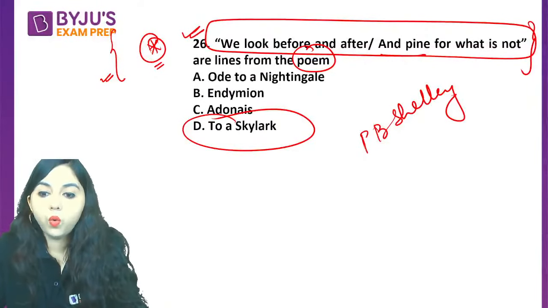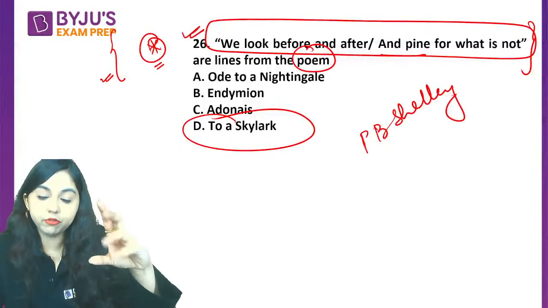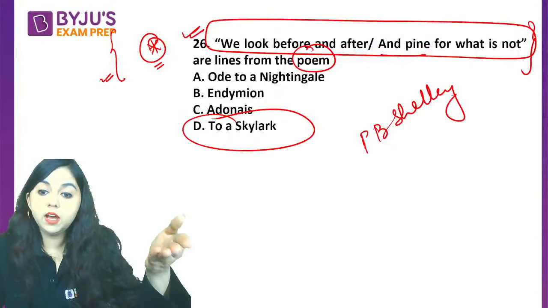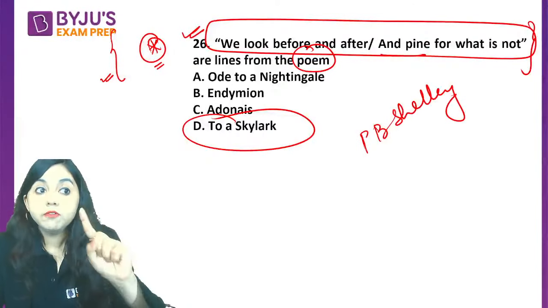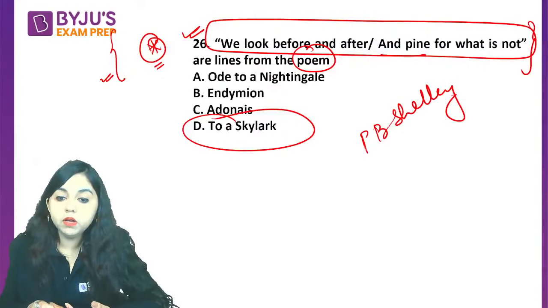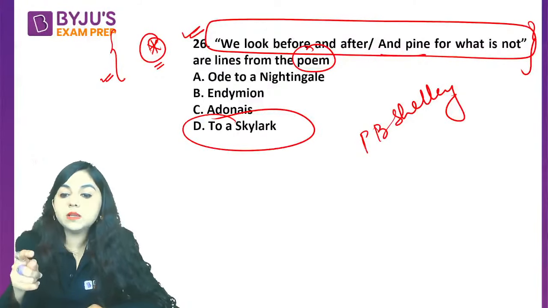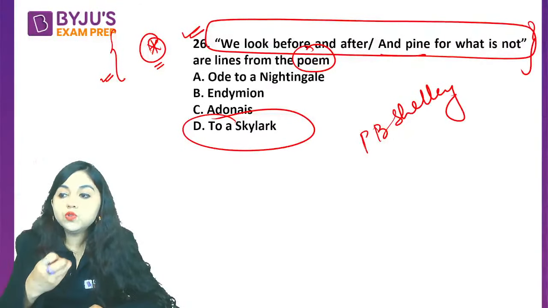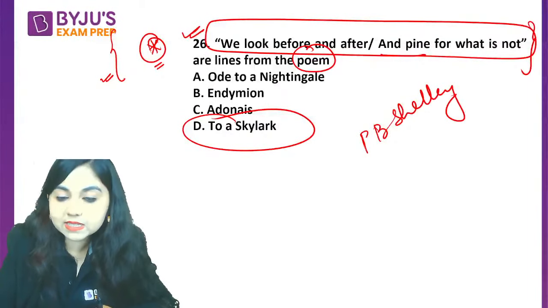Now, To a Skylark is an ode from the poet which was coming from the 1820 collection Prometheus Unbound, the lyrical drama in four acts. This question can also come: To a Skylark is an ode from which collection? From the 1820 collection Prometheus Unbound, which is also an example of closet drama, because very recently we did a question on closet drama. Remember, a lyrical drama in four acts with other poems. In this work, the poet is celebrating the beauty of the Skylark's song through similes and metaphors.